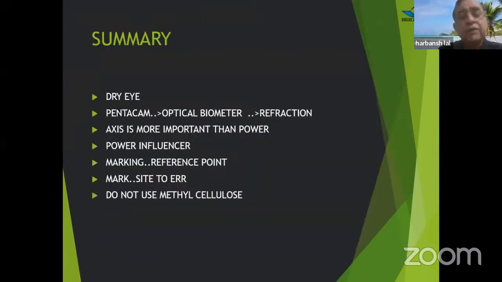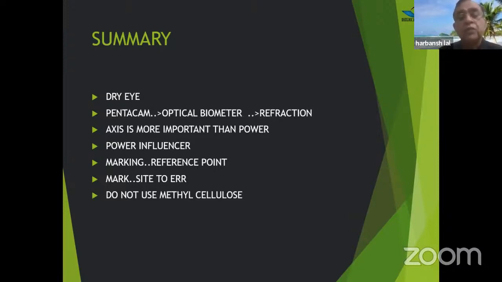So to summarize the basics, dry eye management is the key. So far as I am concerned, whenever there is a surprise, most of the time it is the dry eye, because the patient comes and immediately we want to book the patient, we can go for that. I trust Pentacam more than optical biometer and that more than refraction, in that order.